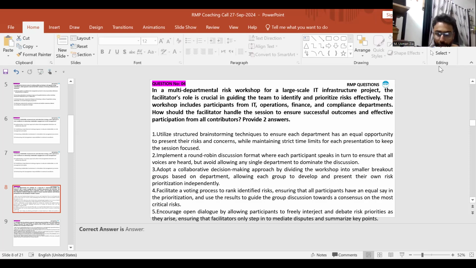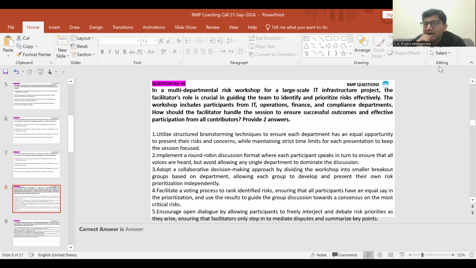We need the consensus also. So I'm talking about the 4th, facilitating a voting process to rank identified risks. That means before that meeting, risks have been identified, and now the team has collectively sat and they are voting to rank those identified risks. Yes, prioritizing. Yes, sir. From the question, what I perceived was that the facilitator has to handle a session where every department, IT, operations, finance, and compliance, has to sit together and put up the risks they have identified, and then discuss. But giving them a voting right to rank the risks identified by the other departments doesn't seem to be a good option to me.